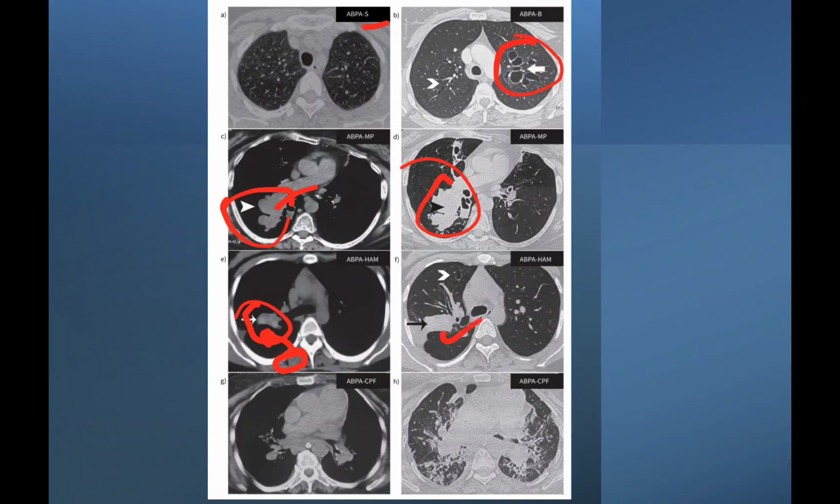Then chronic pleuropulmonary fibrosis, sorry. So this is the CPF, ABPA-CPF. You can see the pleural and pulmonary fibrosis here.